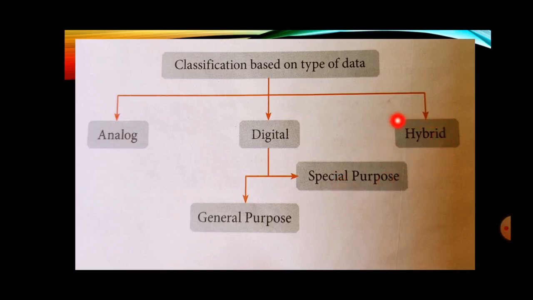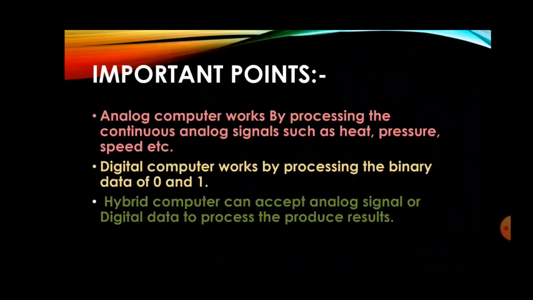The third one under this category is hybrid. Student, hybrid computers are computers which combine the features of both digital and analog type. This type of computer operates by counting as well as by measuring. For example, heartbeat ECG machine, you all know. Okay, so the ECG machine used in hospital is the best example of hybrid computer. Let's move to our next slide.